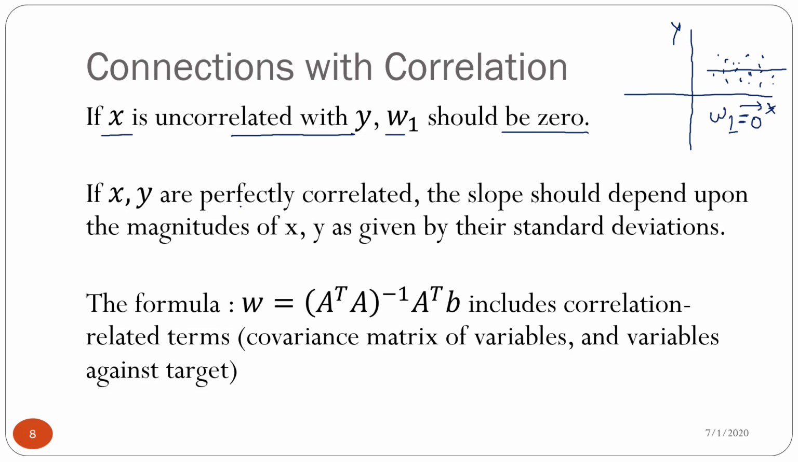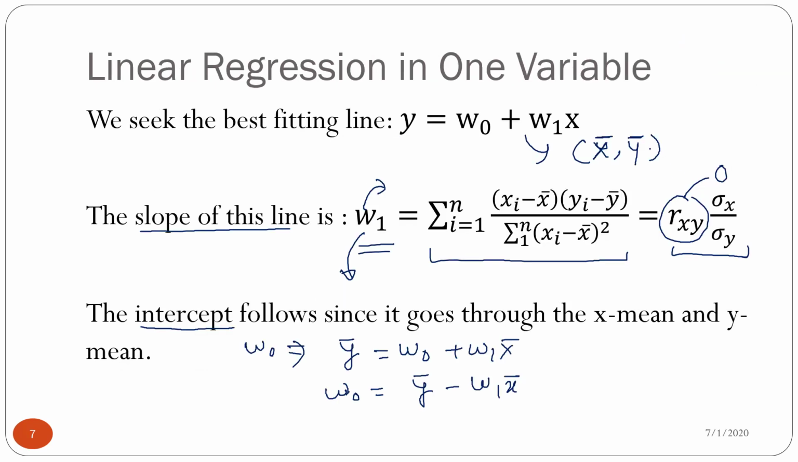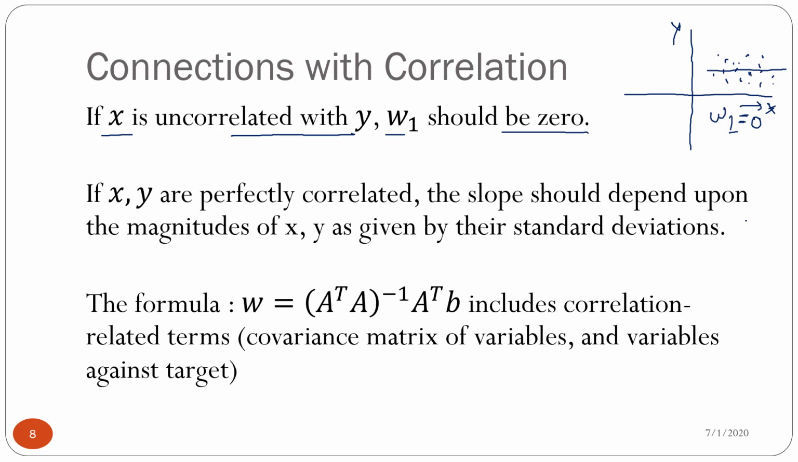And if x and y are perfectly correlated, so if the correlation r_xy is equal to 1, then what would be the slope? Then the slope would be the standard deviation of x divided by the standard deviation of y, since the correlation between x and y is 1. So that's what we mean by the second point. If x and y are perfectly correlated, then the slope depends on the magnitude of x and y, in their standard deviations.